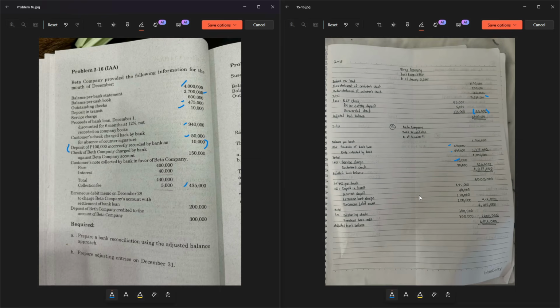And the erroneous bank charge of 150,000. This one, not 250, 200,000 rather, sorry. Then you add all that and you get a total of 915,000. You add that to the 4 million and you get a total of 4,915,000.